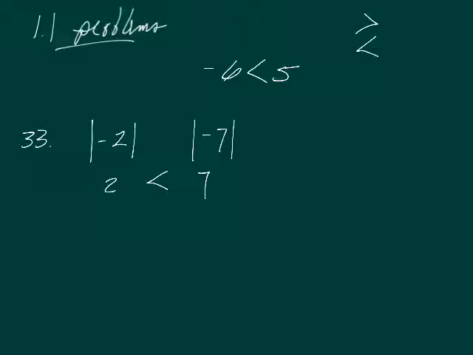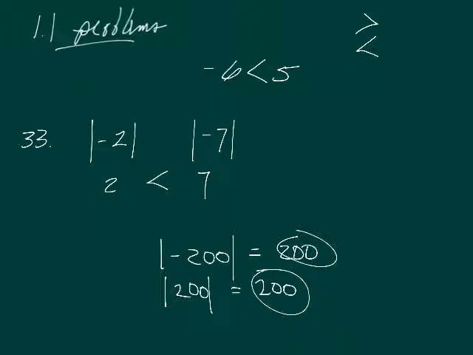Okay. When we get down to 35 to 50, where they're saying find each of the following absolute values, just like I told you before, whenever you have the absolute value of a negative number, the absolute value of it is positive. When you have the absolute value of a positive number, the absolute value of it is positive. So they're both going to be the same because they're both the same distance from 0, only -200 is to the left and +200 is to the right.